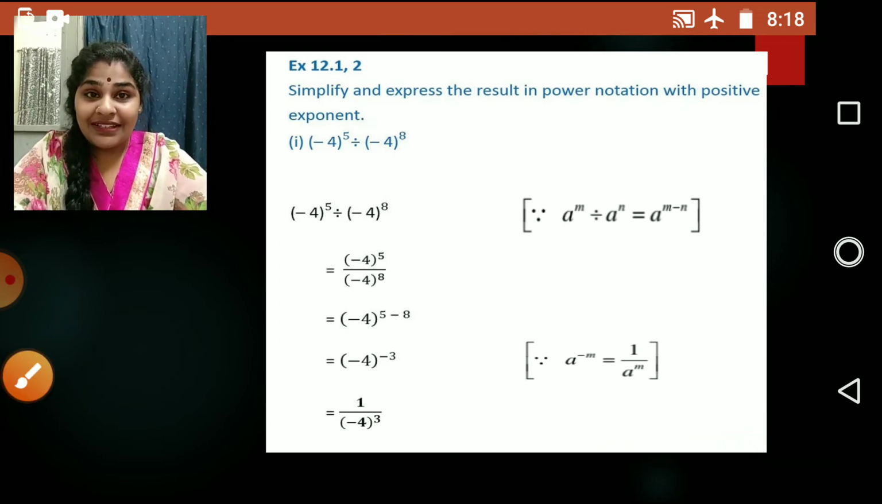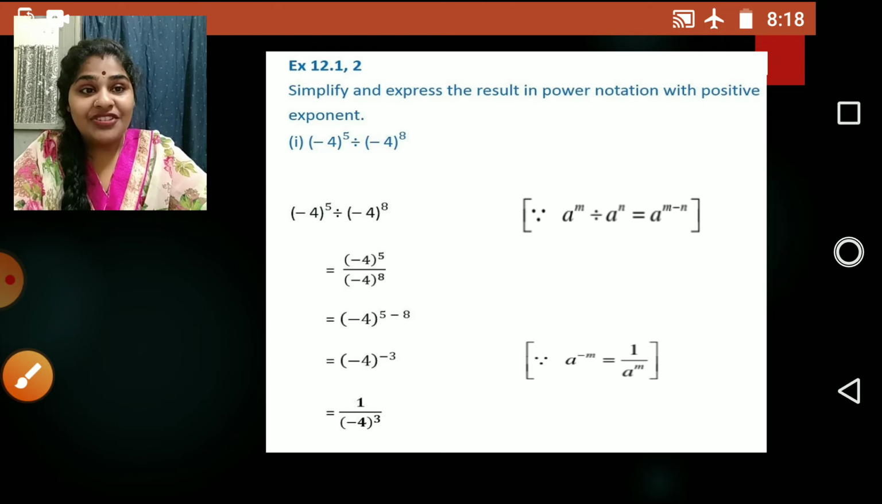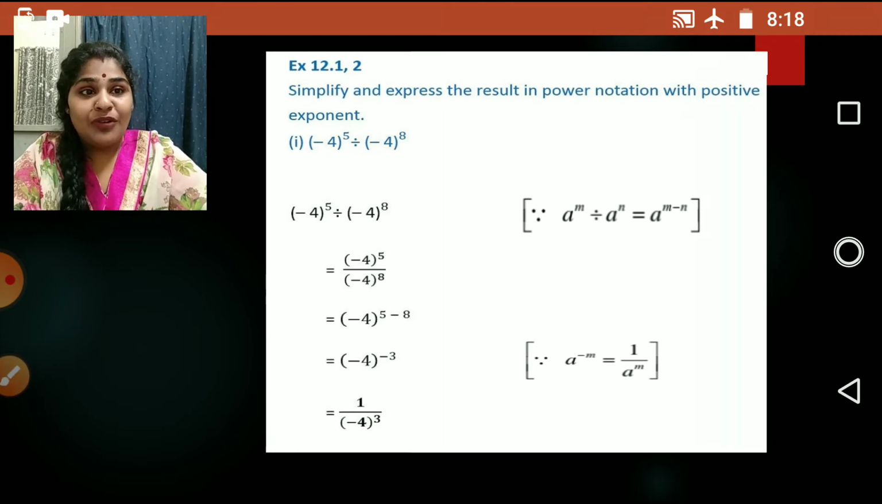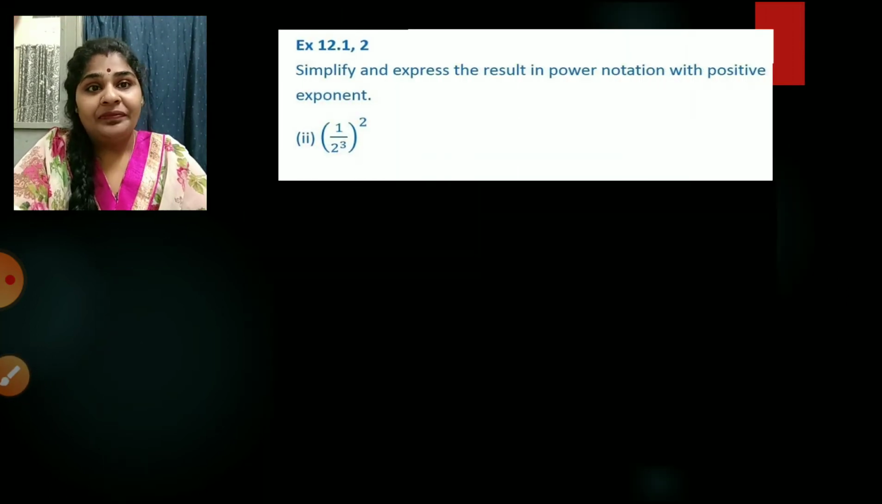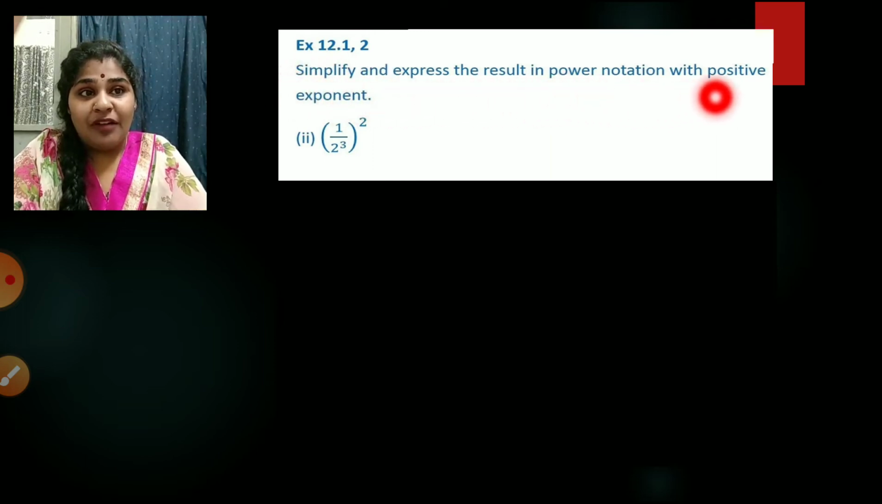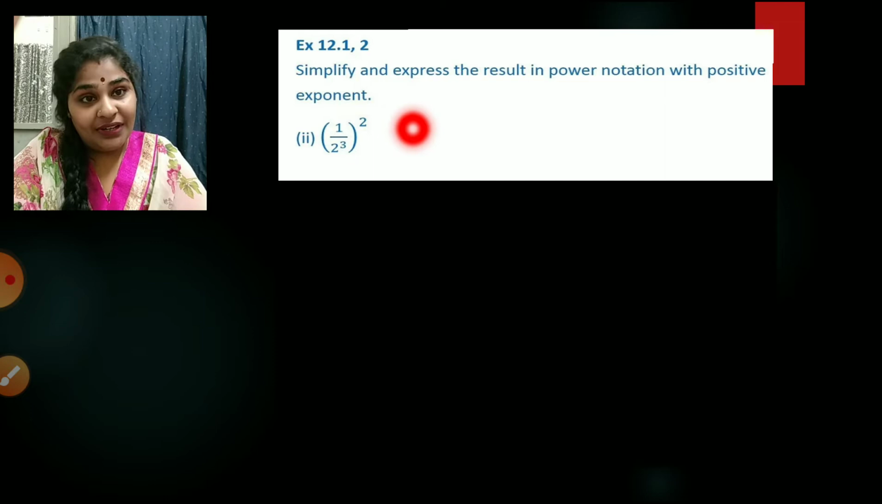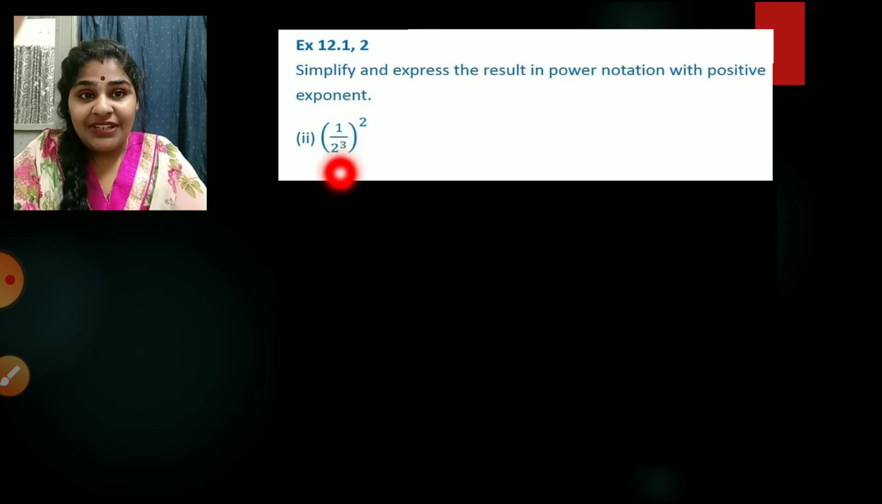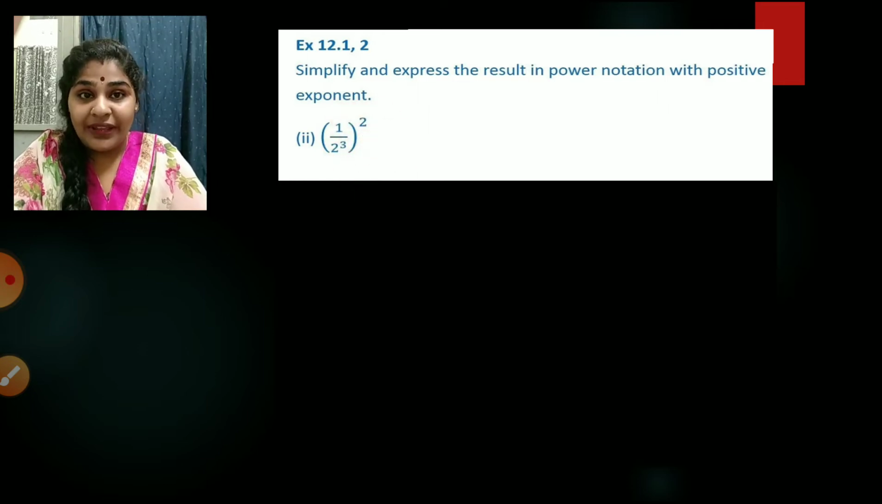I hope this is clear now how to solve it, children. Let us see one more example, the next one. Simplify and express the result in the power notation with positive exponent. Again the same. The question is 1 upon 2 cube, whole raised to 2, whole square, right?